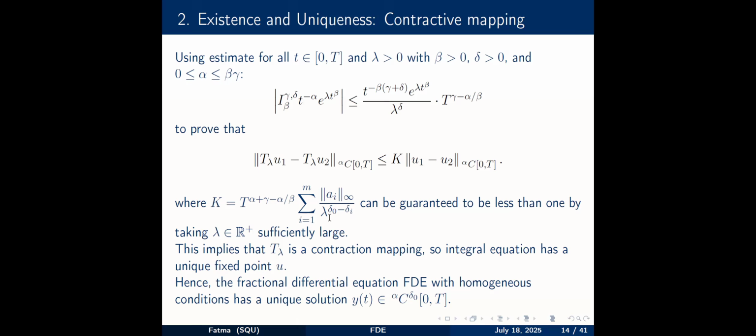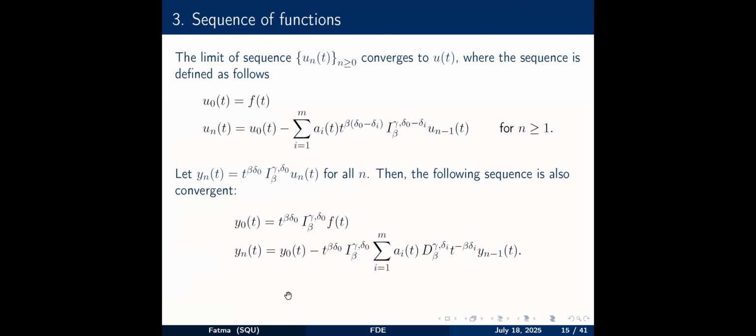So if it is a contractive mapping, then using the Banach fixed point theorem, the integral equation has a unique fixed point, and hence the fractional differential equation with homogeneous condition has a unique solution, y, which is given in this space. Because u is a fixed point for the integral equation, this will imply that y of t will be the solution for the differential equation. Now, as a result, the limit of the sequence un converges to u of t, where the sequence is given by the following. So f of t, which is the right-hand side, will be the initial iteration, and then un will be given by this integral equation.